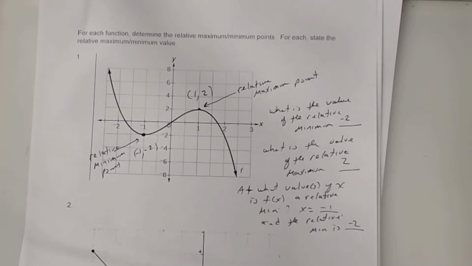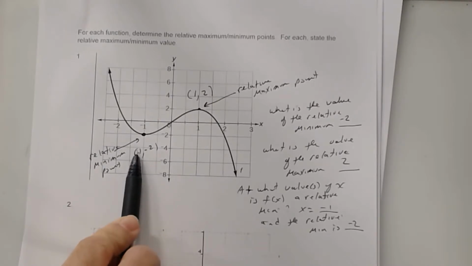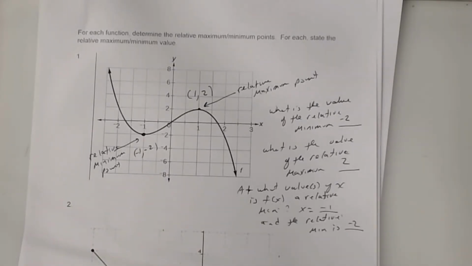So at what values of x is f of x the relative min? What's the x value right here? What's the x value? -1. What is the relative min? -2. Notice I didn't say what's the relative minimum point. I said just what's the relative min. So I'm talking about the y value there.